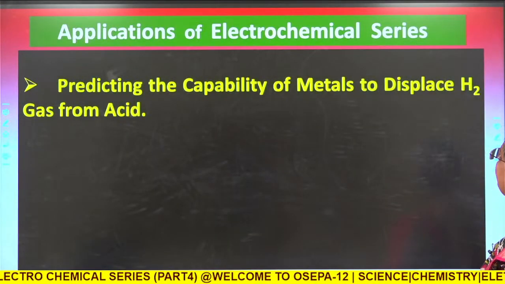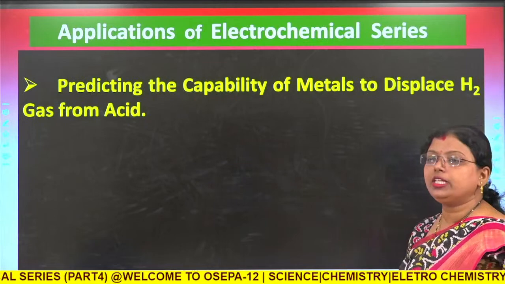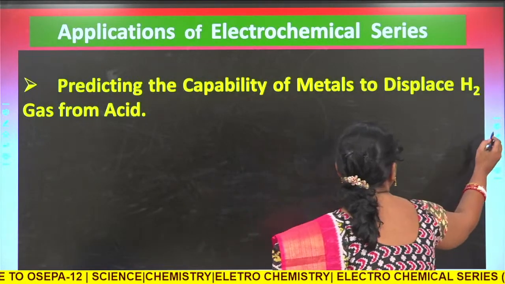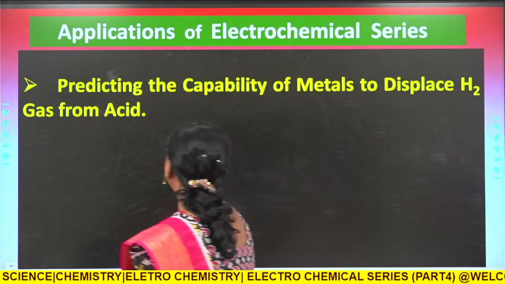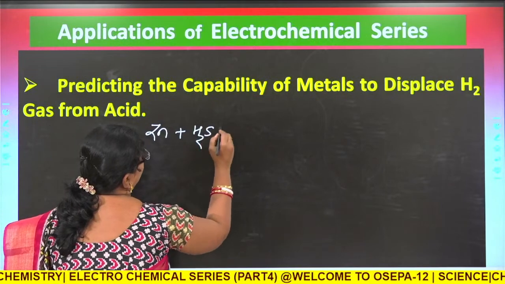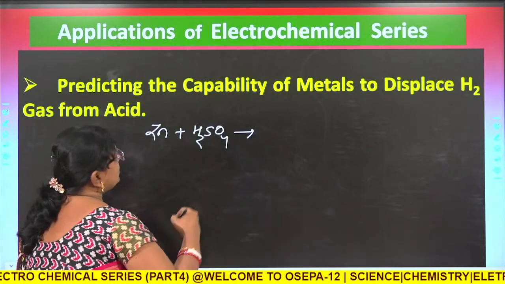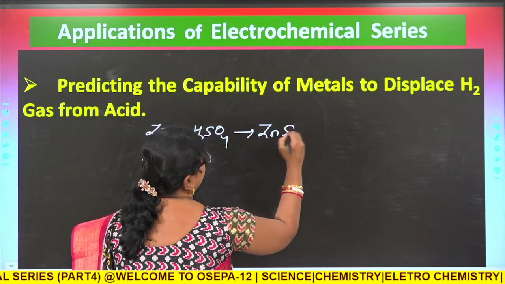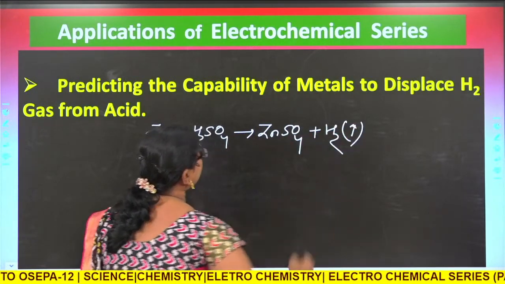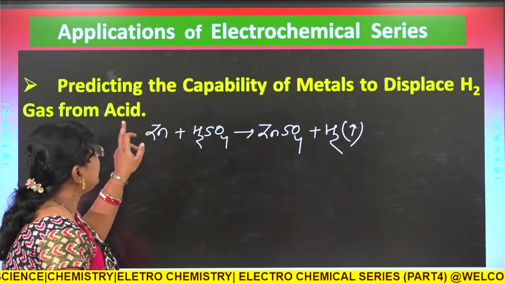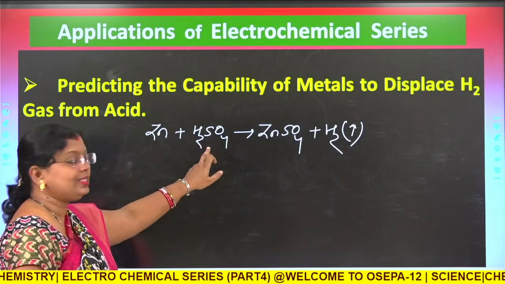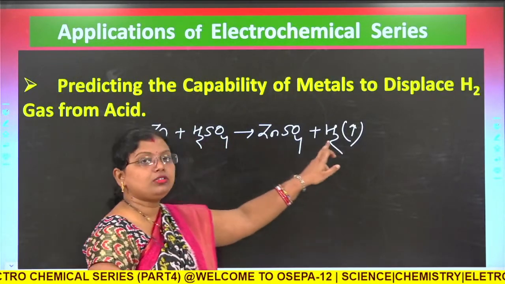Predicting the capability of metals to displace hydrogen gas from acid. Suppose zinc reacts with sulfuric acid, what will happen? Zinc sulfate will be produced with the evolution of hydrogen gas. That means the zinc displaces hydrogen from the acid. This is the acid, and zinc displaces the hydrogen.